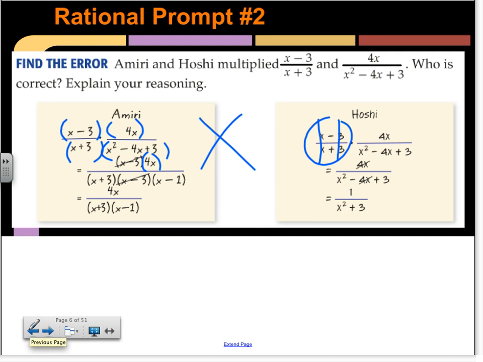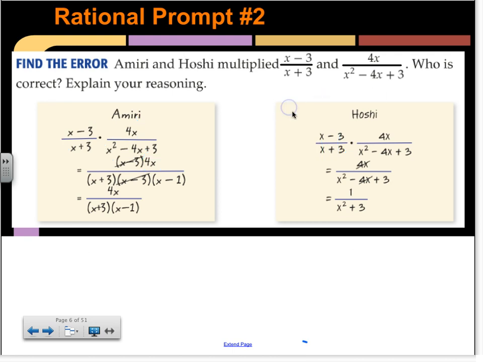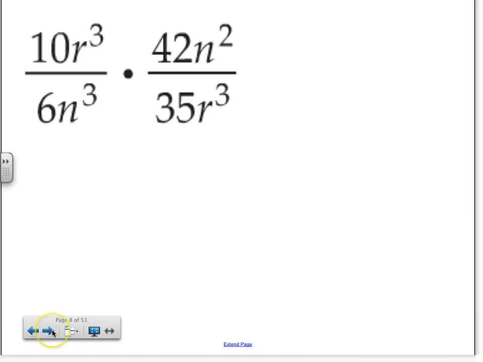Okay, so I want you to look at this prompt carefully and learn from that mistake, because I do not want you to do the same thing Hoshi did. With that in mind, take a look at our first problem for today. We have 10r to the third over 6m cubed times 42n squared divided by 35r cubed. I want you to multiply and simplify to the best of your ability.